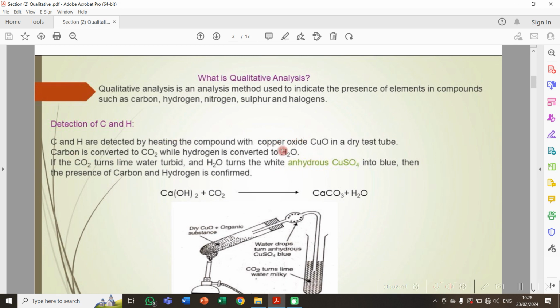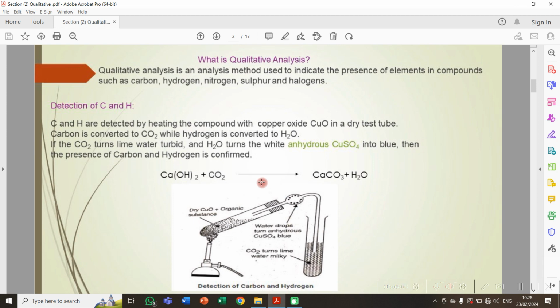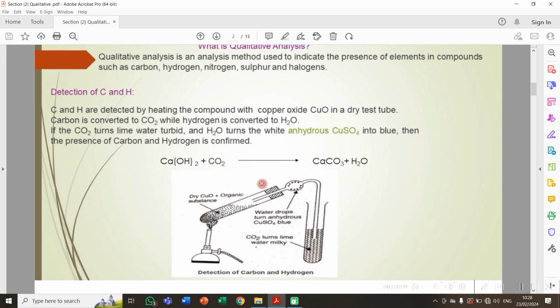Also water, how can I detect the presence of water? By using anhydrous copper sulfate, which is white in color. By putting water on it, it converts to hydrous copper sulfate, which is blue in color. So the blue color of the hydrous copper sulfate indicates the presence of water, and water indicates the presence of hydrogen in my compound. So this is a way to identify carbon and hydrogen in any organic compound. This is the first part of the section.